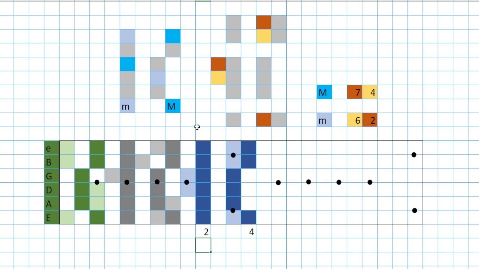So I could theoretically, I'll pick up the guitar again here, and I'll start in the blue shape here. I'm in the gray.